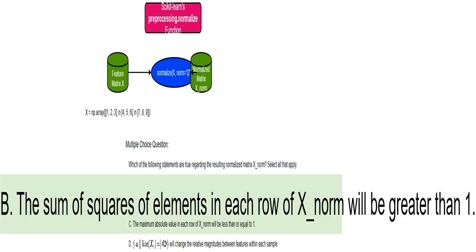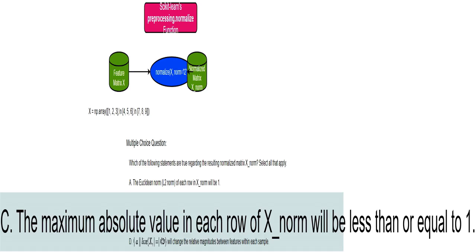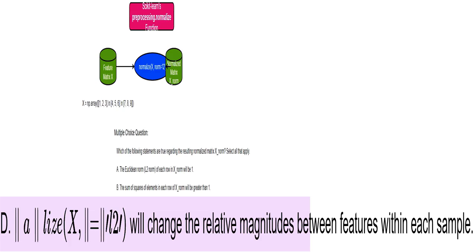This statement checks if the sum of the squares of elements in each row of the transformed matrix is greater than 1. Recall that the square of the L2 norm is equal to the sum of squares. This option tests if the largest absolute value within each row is less than or equal to 1 after normalization. This option asks whether the ratios between features within a single sample are altered by the normalization process.